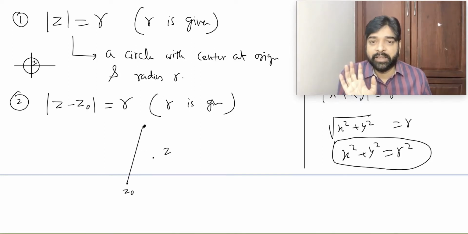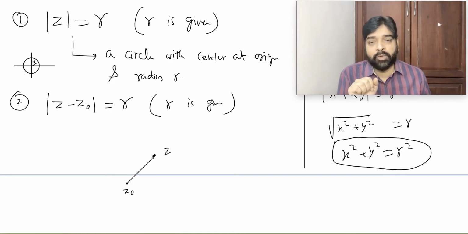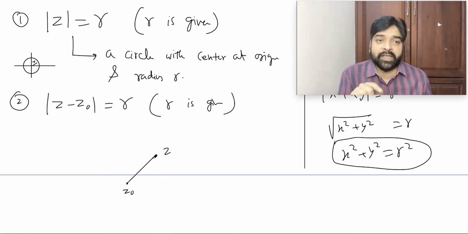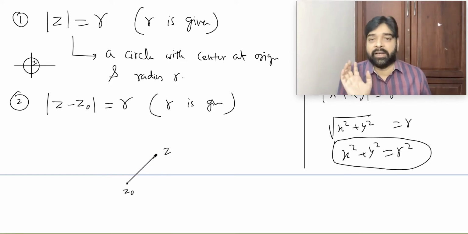Now Z has to move in such a way that this length is always fixed. Can it move like this? No, Z cannot go there, otherwise the length joining Z and Z0 will become more. It should not come like this, otherwise the length will become less. So how should it move? Only one option: it should move on a circle with center Z0 and radius R. Is it clear to everybody?